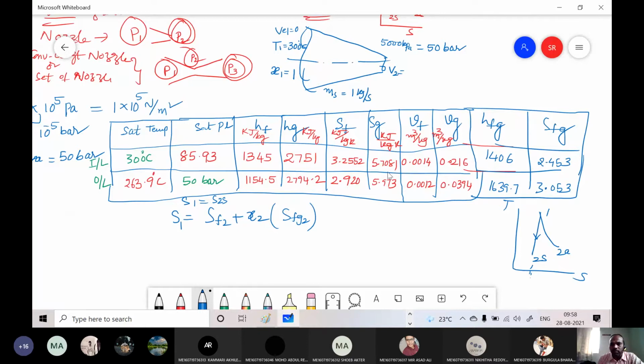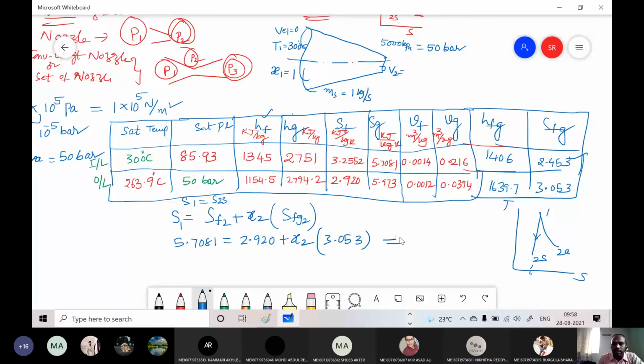S1 is nothing but SG1. SG1 is 5.7081, equals SF2. At outlet 2, SF is 2.920 plus X2, which is unknown, times SFG. You can do one thing: SG minus SF gives this value directly. Even HG minus HF gives you HFG. Are you getting it? If you subtract HF from HG, you get HFG. So directly I am writing SFG for the outlet condition as 3.053.